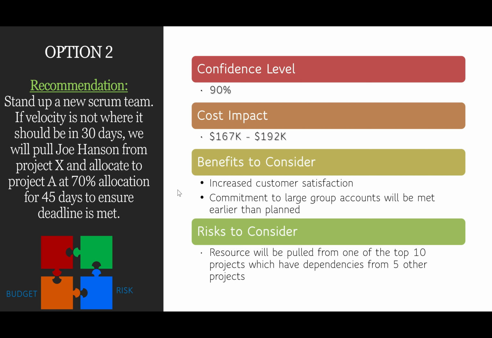Okay. Now, the risk to consider is the resource, Joe Hansen, will be pulled from one of our top 10 projects across the organization. Not only is it one of our top 10, but there are 5 other projects within the organization that are part of that top 10 that have dependencies on this project. So pulling Joe away for 45 days can cause implications on these 6 projects. So we present that information.